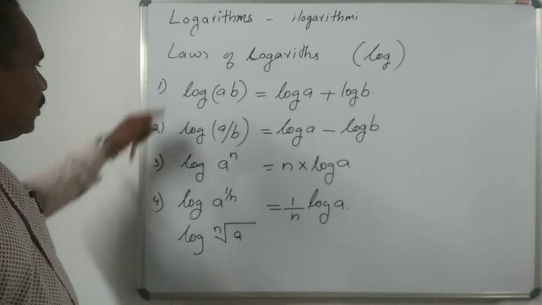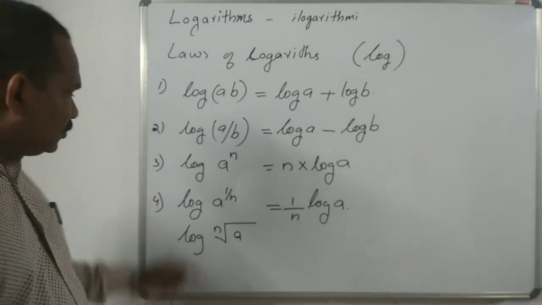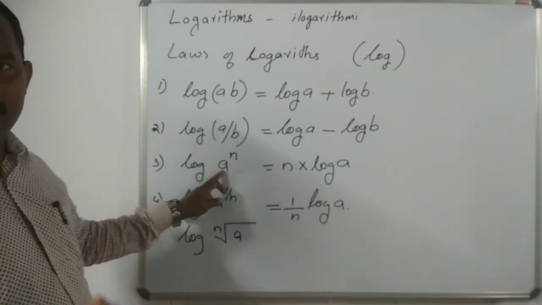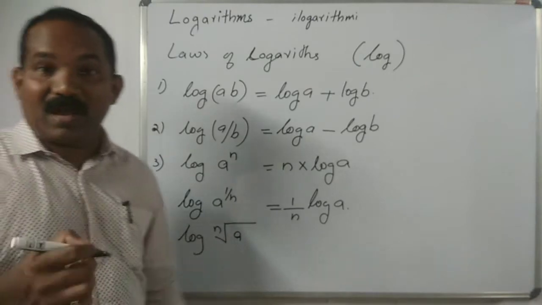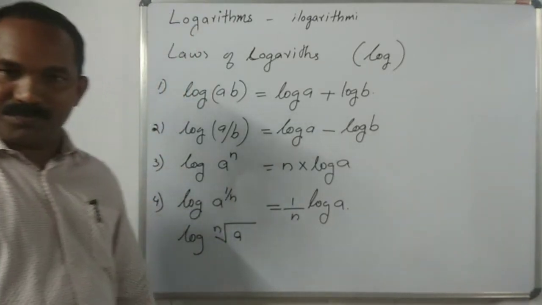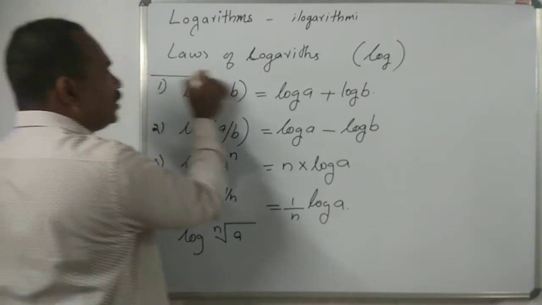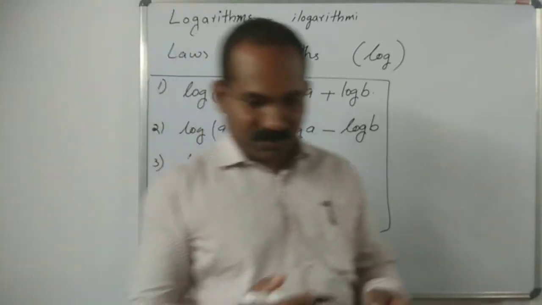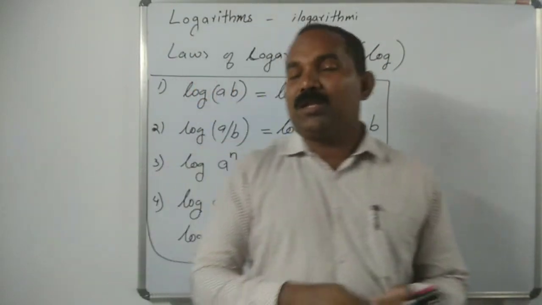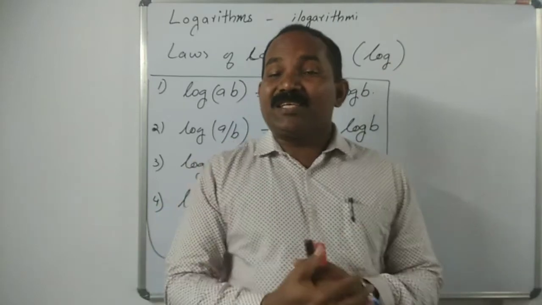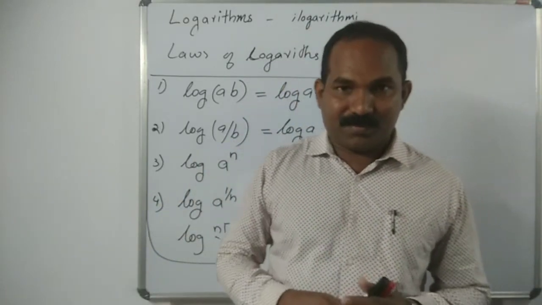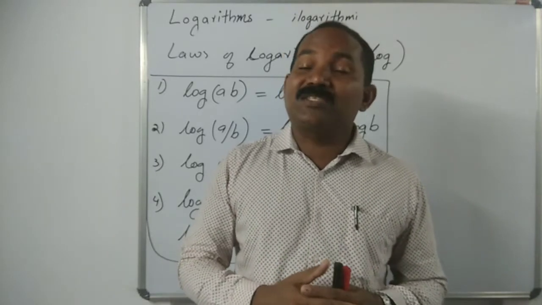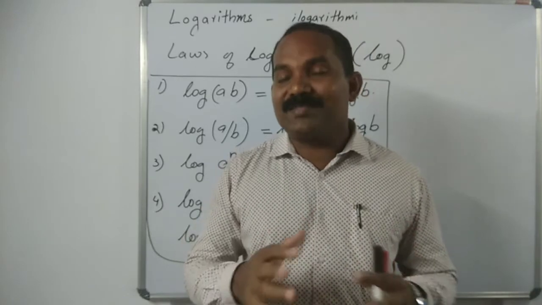In some textbooks, three laws are given, because the fourth law is a modification, an application of the third law. Anyway, you should remember the four laws of logarithms. The next is logarithm to base 10. I already told you, we usually use base 10 logarithms.